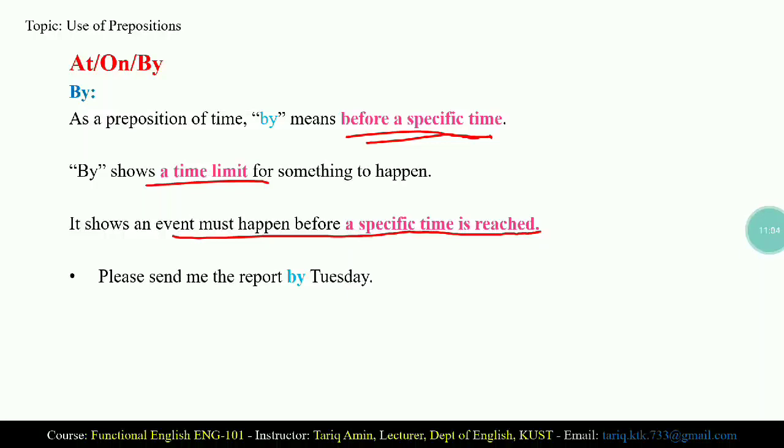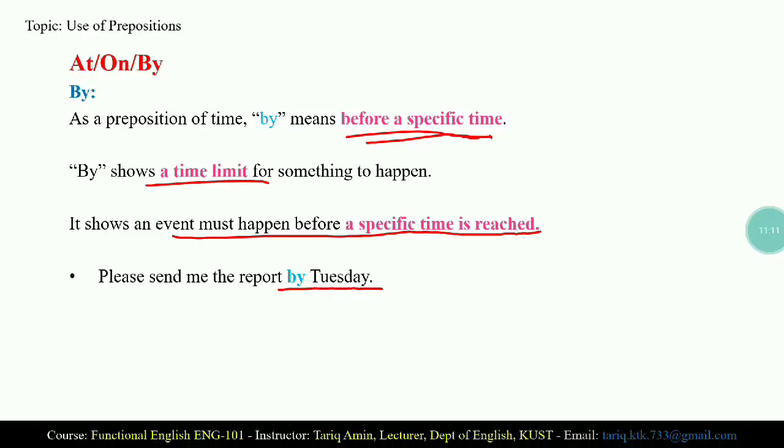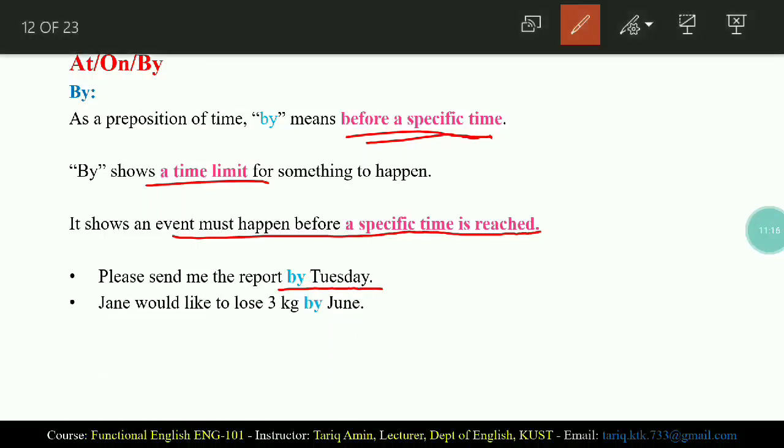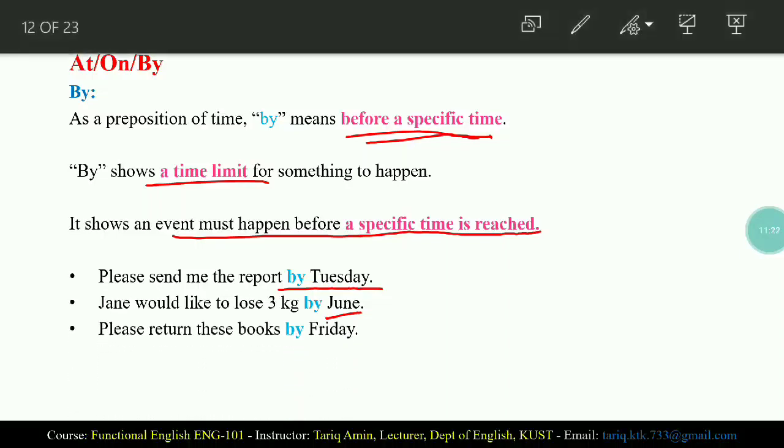For example, please send me your report by Tuesday. So Tuesday is the deadline, or Tuesday is the specific time. Or Jan would like to lose 3 kg by June. So June is the time limit. Or please return my books by Friday. So Friday is once again a deadline. It is a time limit.